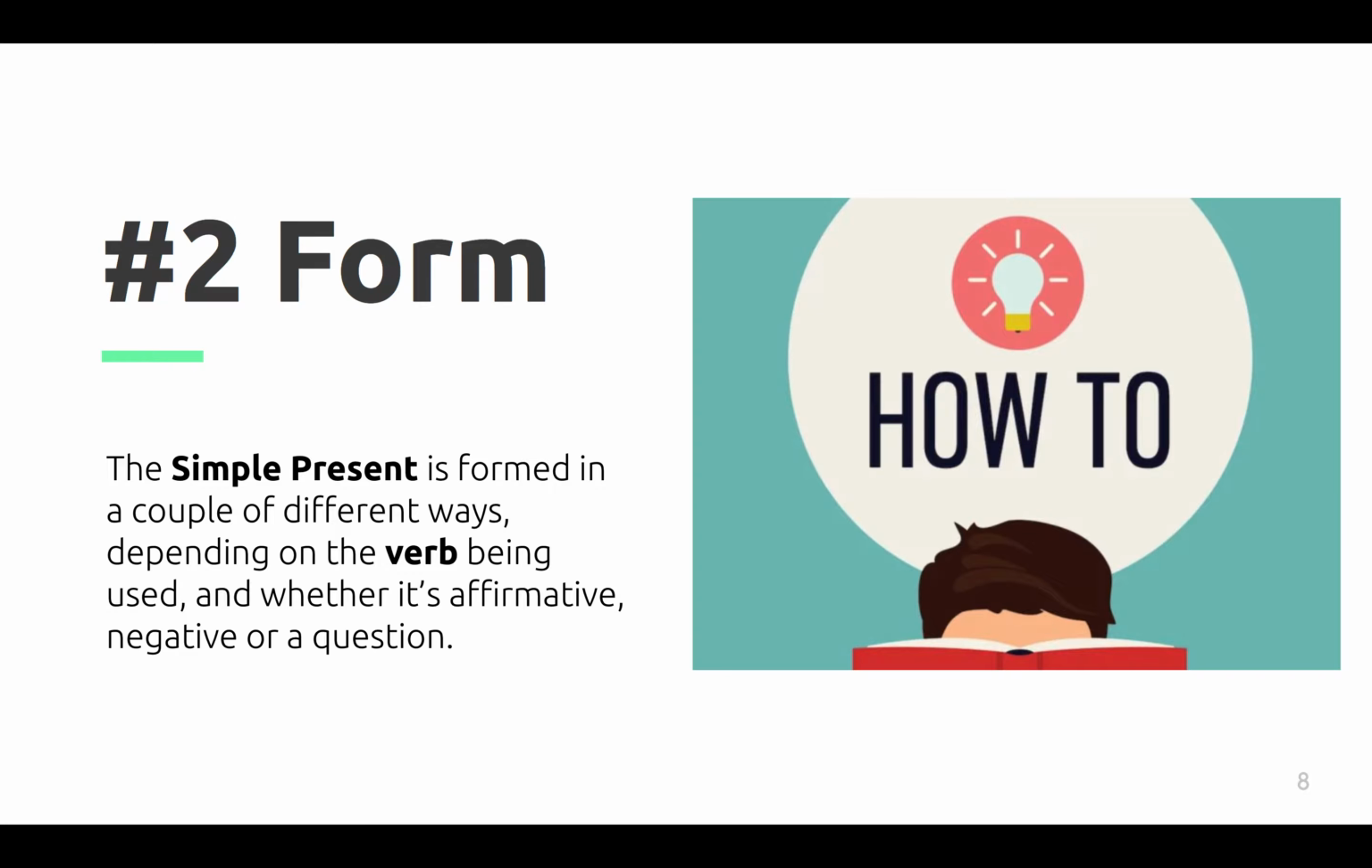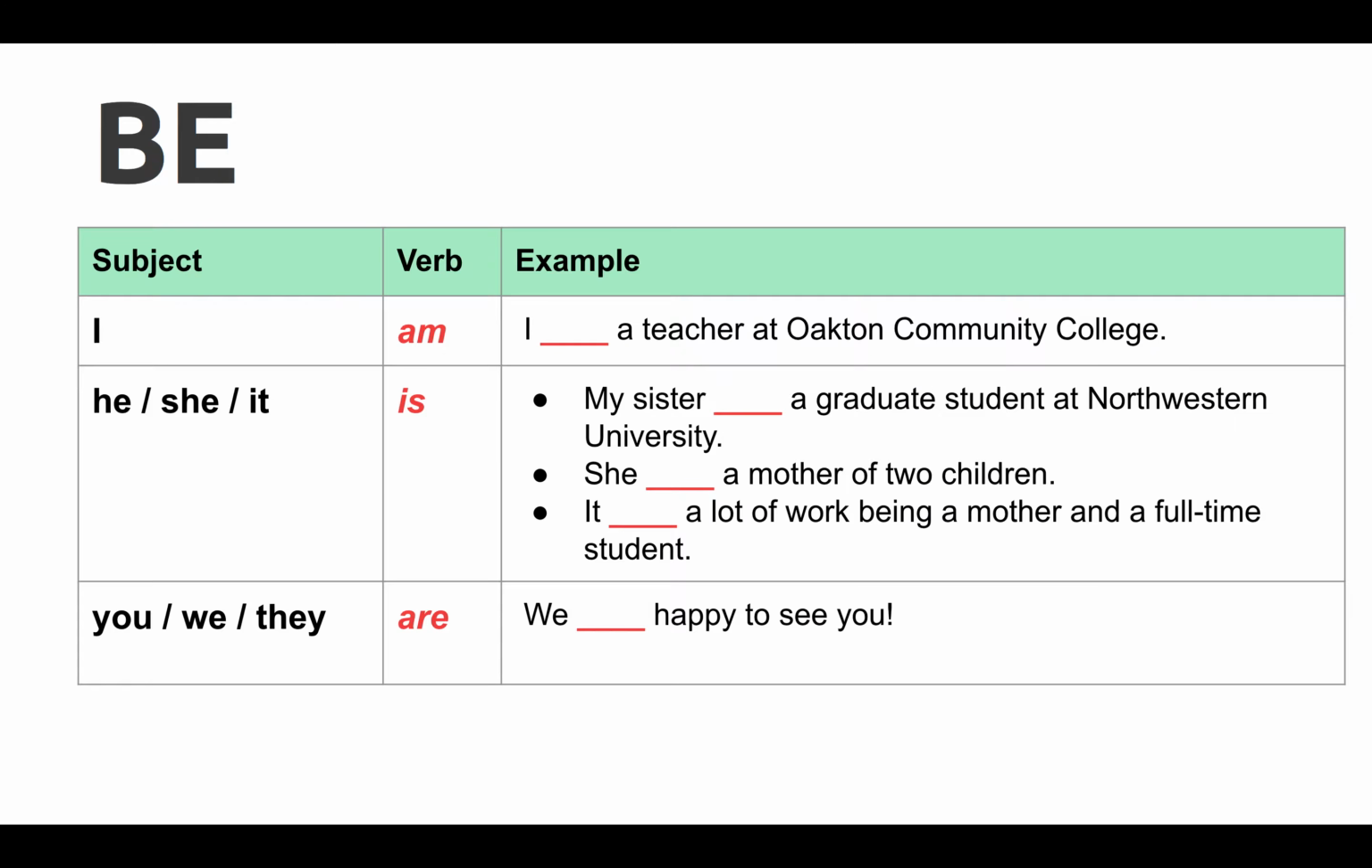So the first thing to know is that the simple present is formed or made in different ways depending on which verb we're using and depending on which type of sentence it is. Let's start with the verb be. Be is a very common verb, as you know, in English, and we often use it in simple present. Not always, but often. When we use be in simple present, we have three different forms: am, is, and are. And we use the different forms depending on the subject that we're using.